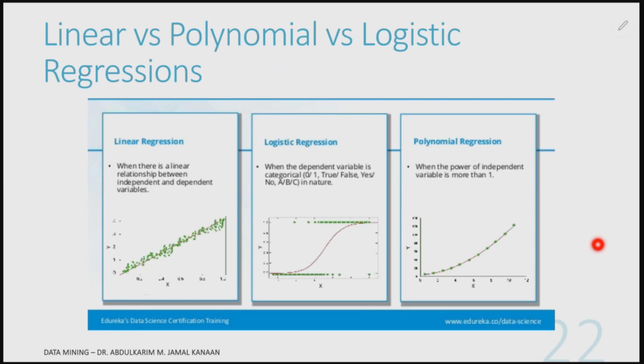Okay, so again, this is a summary of what we have found so far. Linear regression, you try to find a linear relationship, or linear line, that best fits your data. Logistic, you try to find when the dependent variable is categorical. So again, we're talking about classification. Then this one will try to split the data, and will serve as a boundary to split the data into two classes. While polynomial is where you have nonlinear regression when the power of the independent variable is more than 1.